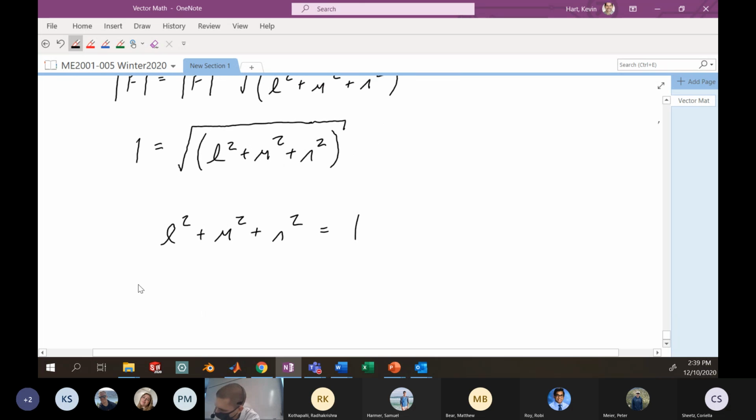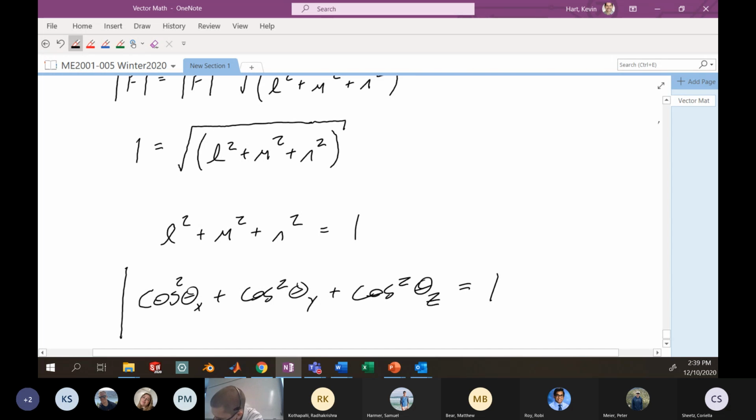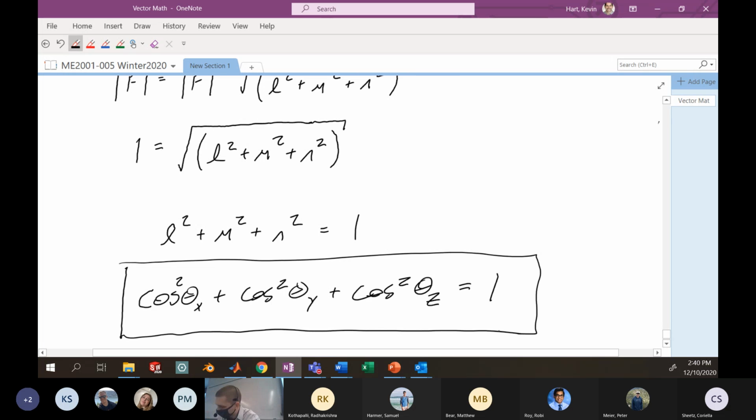So if we wanted to spell this out a little bit more clearly, cosine squared theta x plus cosine squared theta y plus cosine squared theta z is equal to 1. This is an interesting result that comes out, another relationship in our directional cosines. If you have the angle between the force and all the axes, and you take the cosine squared of all of those angles and add them together, it equals 1. Kind of crazy.